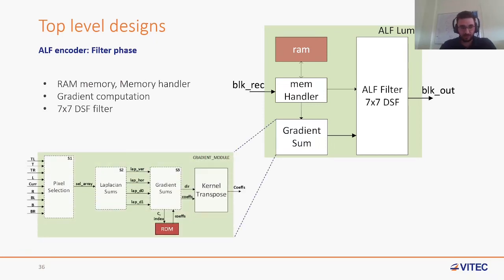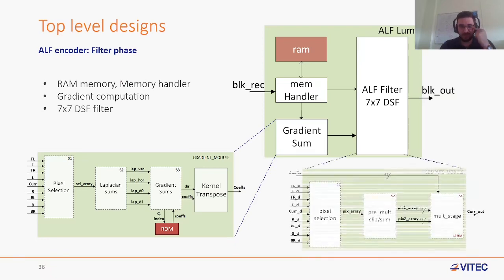It uses 3 submodules: the one that computes the gradient sum, the ROM, read-only memory, which stores the fixed filter coefficients, and the kernel transposition module, which applies certain transposition to the filters depending on the gradient sum results. The gradient sum will finally generate the coefficients required for the 7x7 diamond shape filter, and this latter is executed over 3 pipeline stages and uses 24 multipliers in parallel in order to process 2 pixels every clock cycle.